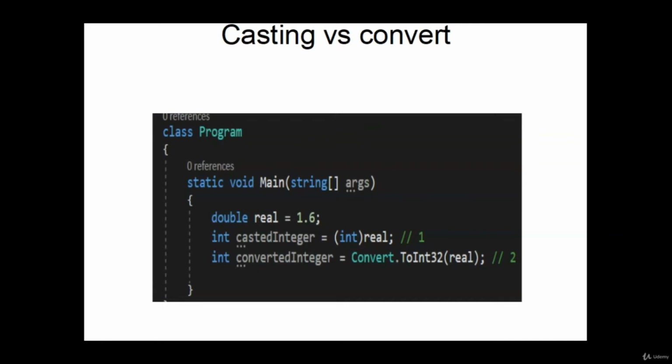Now, we do the same thing on the third line, but we use the convert to method. And notice the difference. We get 2. So instead of getting rid of or truncating everything after the decimal, the convert to method actually rounds the number up. So that's really something that you have to be mindful of when you're programming, the difference between those two ways of converting data types.